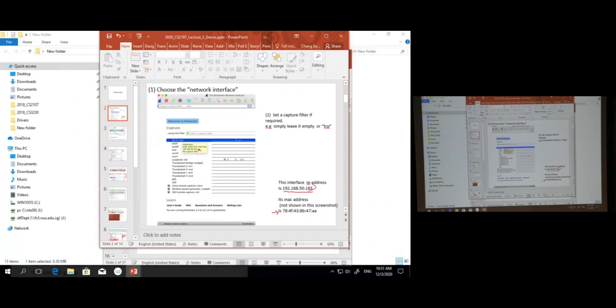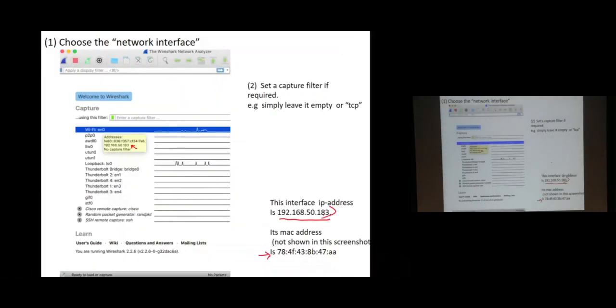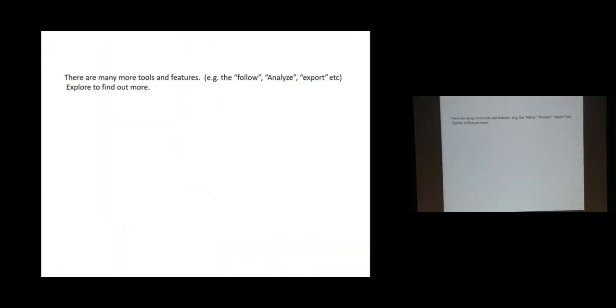I forgot to say something. Look at Wireshark, there are also many tools. Some of them is called follow. You click a particular frame or IP address and say follow. It will list down all the related packets, because there are so many packets. It only lists down the related packets or frames.